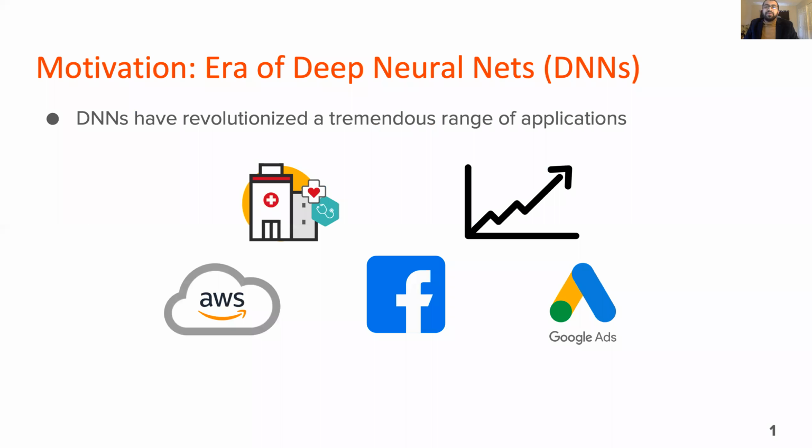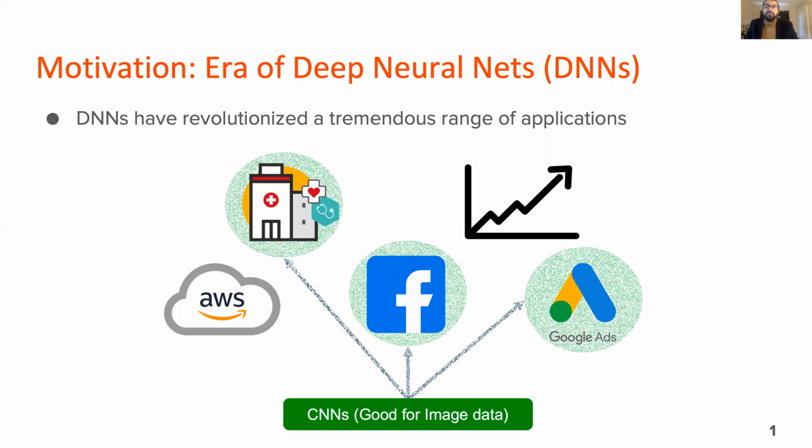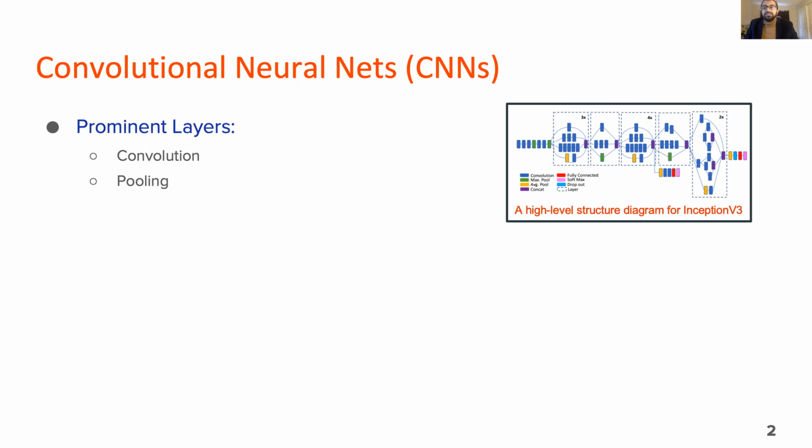Deep neural nets are being used in a large variety of applications ranging from healthcare, stock exchange, cloud services, or even social media and many more. However, not all DNNs are the same. For example, CNNs, being more suited for image data structures, are more popular in healthcare, social media, and advertisements. CNNs are primarily composed of convolution and pooling layers, which makes them suited for image-like data structures. Figure on the right shows high-level structure of a popular CNN, Inception v3.